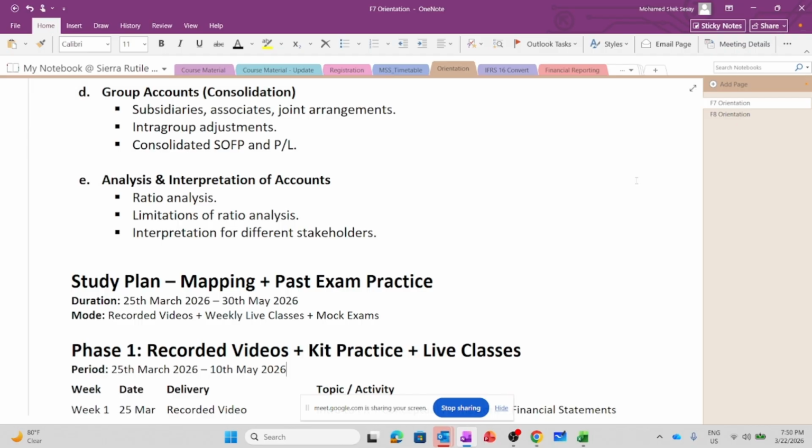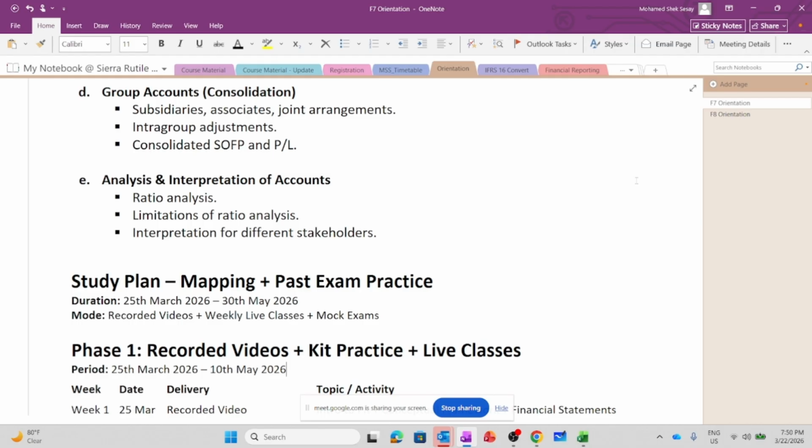which we are going to work through, and also we are going to look at the interpretation for different stakeholders. How the government can benefit from your ratio analysis, how the shareholders can benefit from the ratio analysis, how the employee can benefit from the ratio analysis, how the investors can benefit from your ratio analysis.